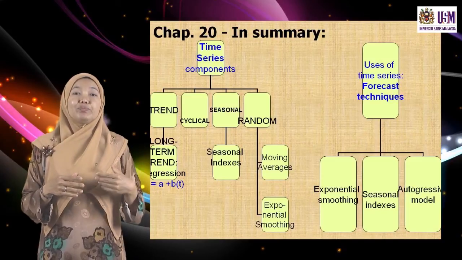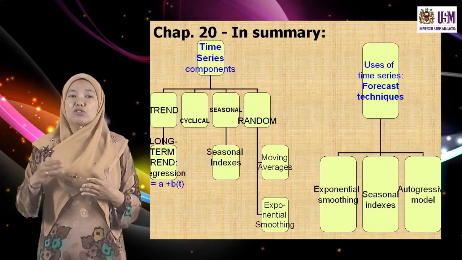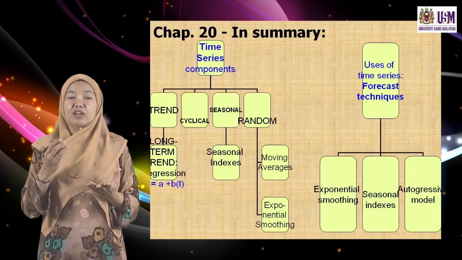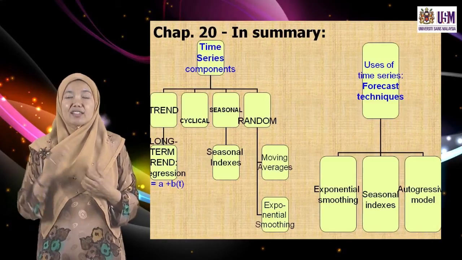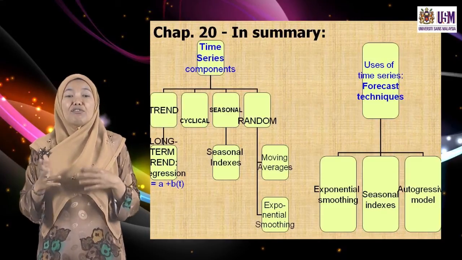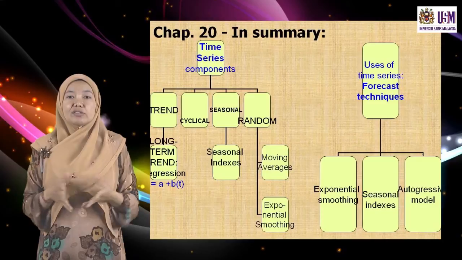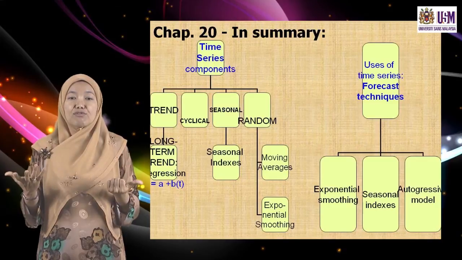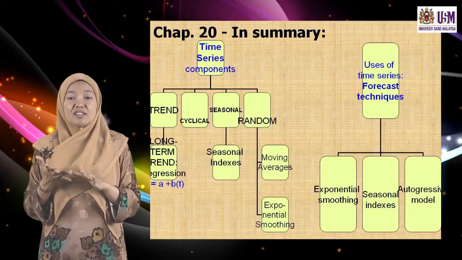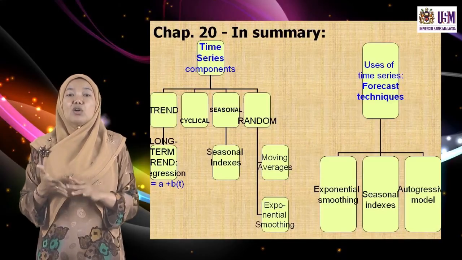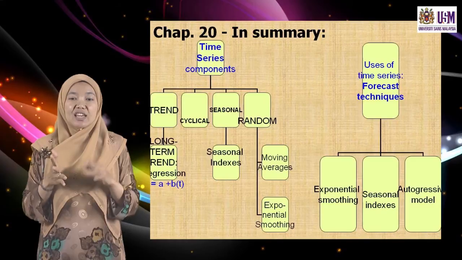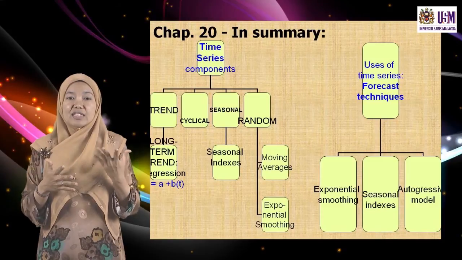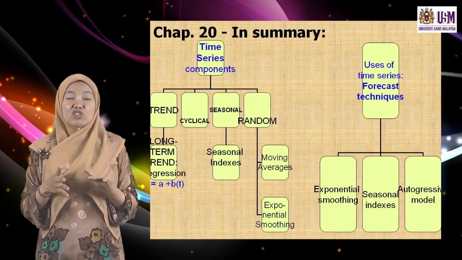When it comes to your trend component, you can show it using your regression line. It's similar to the topic of regression, except that instead of discussing Y as a function of X, now you have Y as a function of time. So what's the use of time series? Basically, for you to make forecasts. And you make forecasts using three different methods: exponential smoothing, seasonal index, as well as the autoregressive model. I emphasize more upon exponential smoothing and seasonal index, while the autoregressive model is for higher level studies, basically for econometric time series.